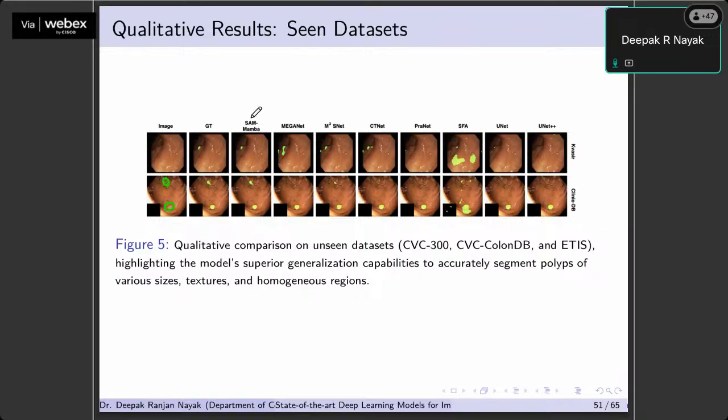You can see this is the ground truth provided by the doctor, and this is the output provided by our model. If you check, most of the recent models could not identify the second polyp. But our model was able to identify the second polyp, which is really interesting.